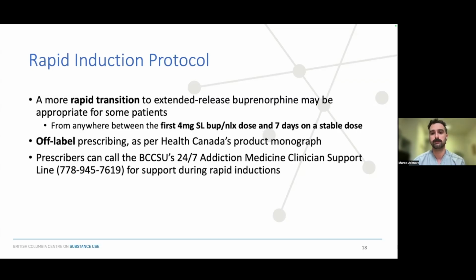So yeah, people may be transitioned to extended release buprenorphine from anywhere between the first 4 milligram sublingual dose of buprenorphine and later doses of sublingual buprenorphine, depending on the client's preferences, context, and other factors. This is off-label prescribing as per Health Canada's product monograph. And so prescribers can call the BCCSU's 24/7 addiction medicine clinician support line for support during rapid inductions if needed.